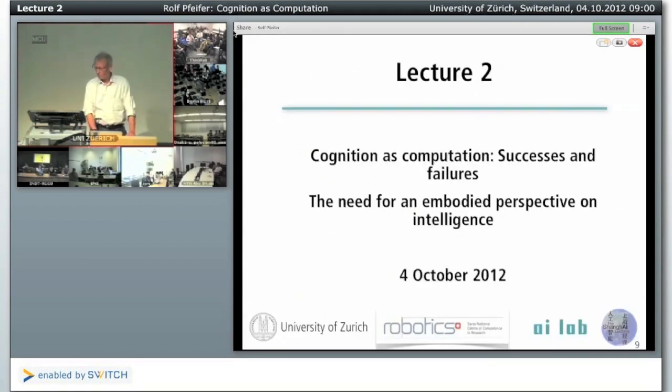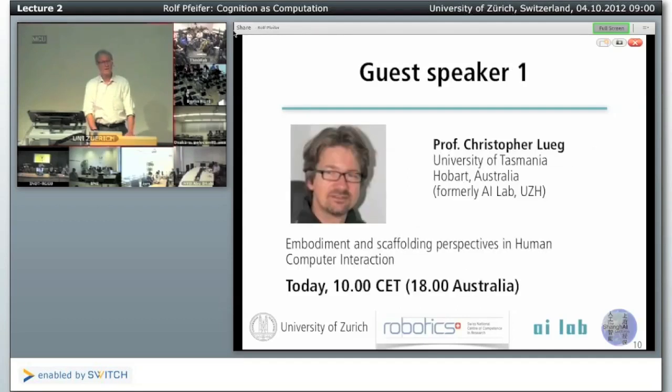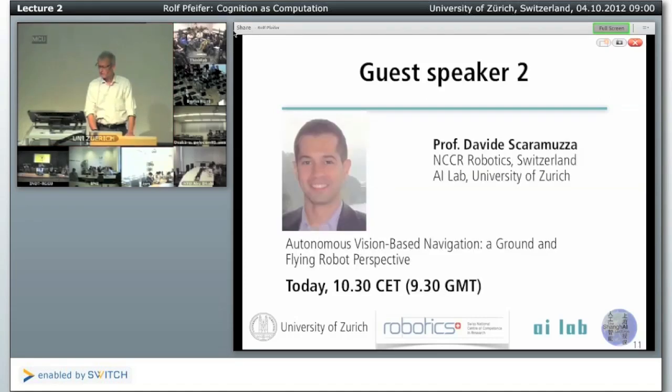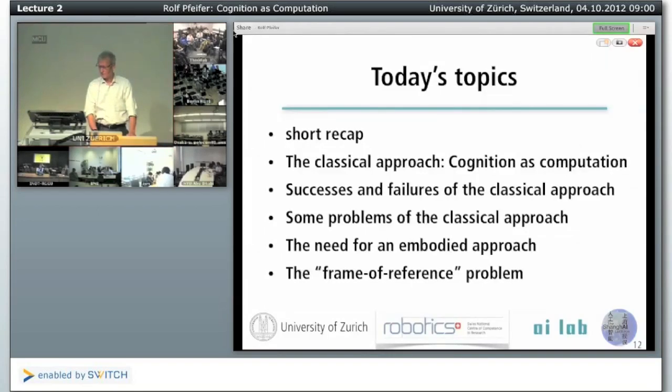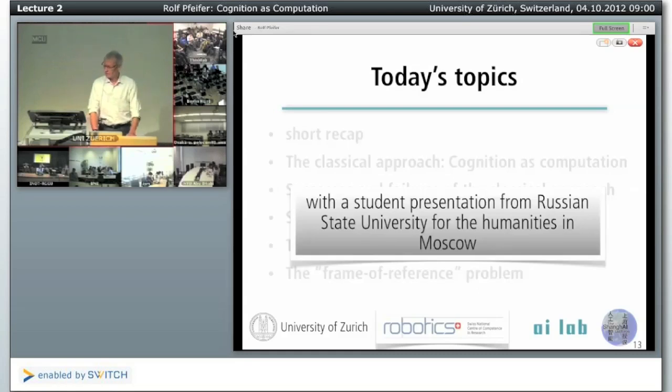Okay, now the topic of today is cognition as computation, the classical view of artificial intelligence. We will look at some of the problems of the classical view and then point out the alternative that will be the main topic of this term. Then we have two highlights. I will be talking for about an hour, 45 minutes, something like that. And then we have two highlights. One is Professor Christopher Luke from the University of Tasmania in Australia. And we have another highlight, which is Davide Scaramuzza, who also works here at the University of Zurich, who will talk about vision-based navigation.